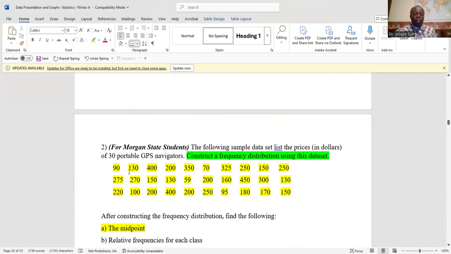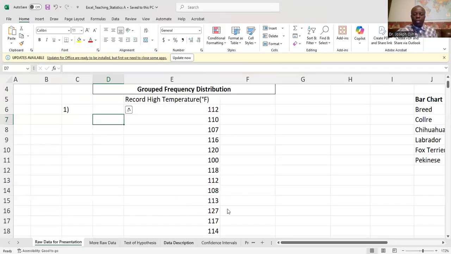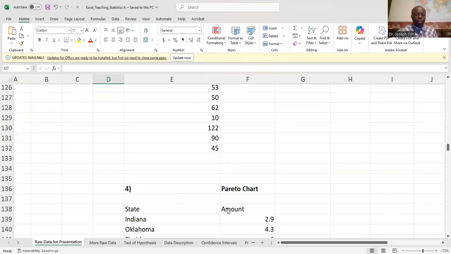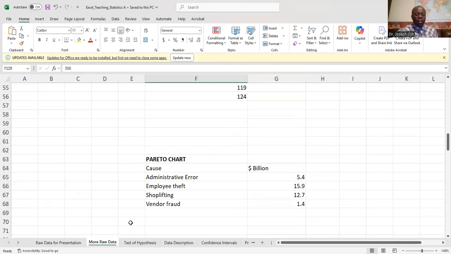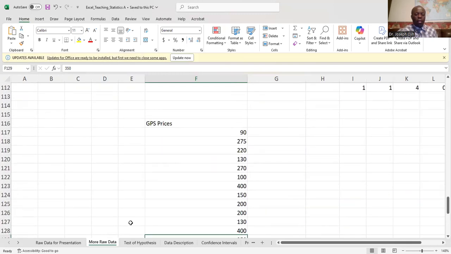Like this one. So the first thing is to put the data in Excel. It's to construct a frequency distribution using a data set. I have an Excel spreadsheet where I put the data set already. Let me see if I can have it right here. Is it this one? No, yeah, this should be it. GPS price, I believe. Okay, look at the GPS prices here. That's it right there.